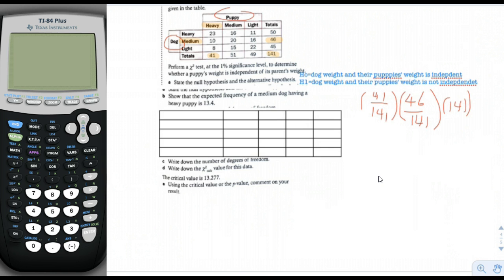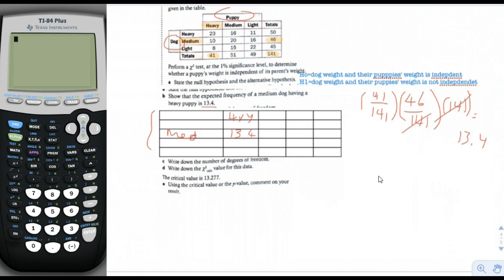And so we could also just cancel those two out. We're left with 141 in the denominator. So we do 41 times 46 divided by 141. And that gives us 13.4, which is exactly what they said. Okay? And if we were to find the expected values, then this position here would be 13.4, which would be dog medium and puppy heavy. Okay? Alright, let's move down.